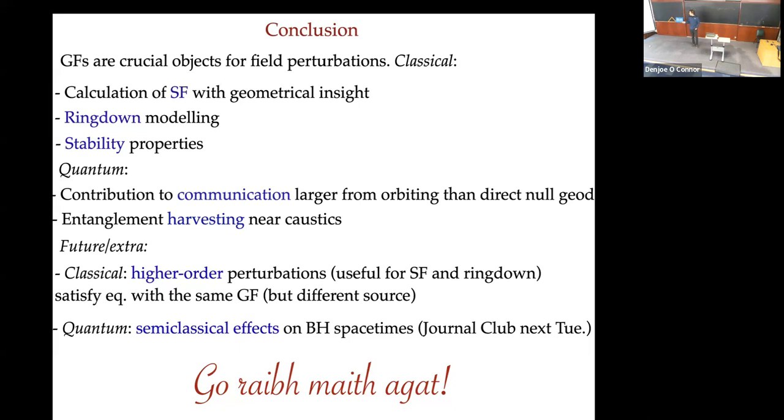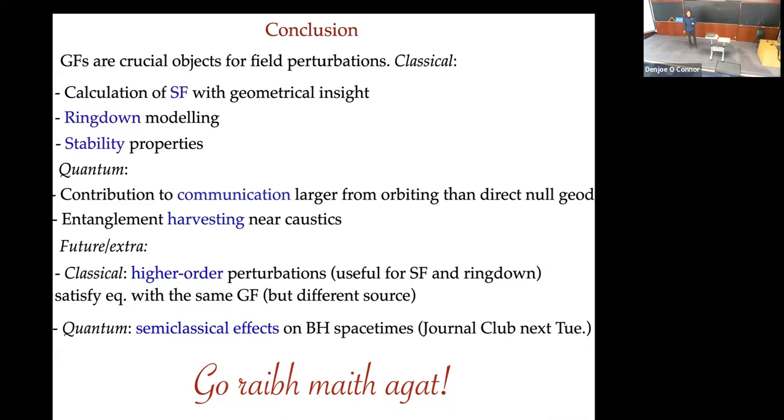And then future things to look at, or extra things that one could look at, is higher order perturbations. I've only looked at linear field perturbations so far. If you look at higher order perturbations, the equation is going to be the same. It's just that the source of the second order field is going to be sourced by the first order perturbations. But the equation is the same, so you still want your Green function. It's still very important. Now you have to integrate it with your different source, which comes in from the first order calculation.